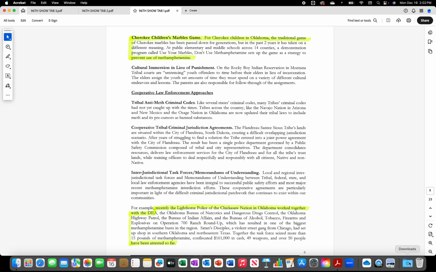Cherokee Children's Marble Games. For Cherokee children in Oklahoma, the traditional game of Cherokee marbles has been passed down for generations, but in the past 2 years, it has taken on a different meaning. At public elementary and middle school across 14 counties, a demonstration program called Use Your Marbles, Don't Use Methamphetamine sets up the game as a strategy to prevent use of methamphetamines.